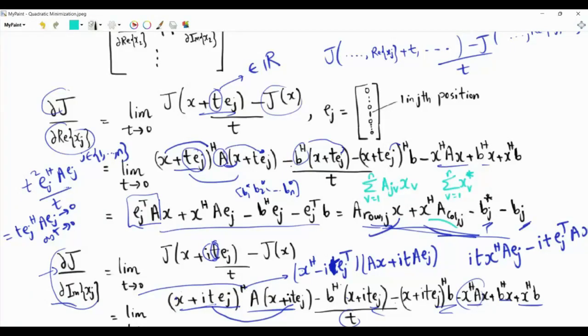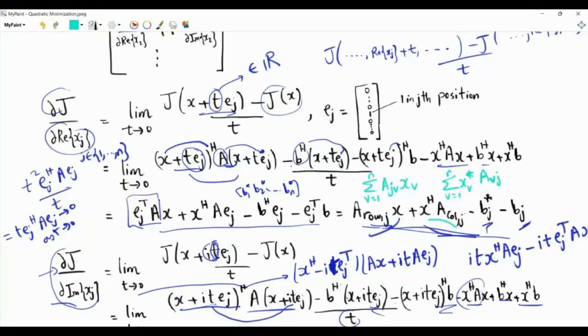These are the elements of the jth column in A. So this is A_vj, sorry, because j is now the index of the column, so the column index is j and then v. This is the Vth element in the jth column of A.